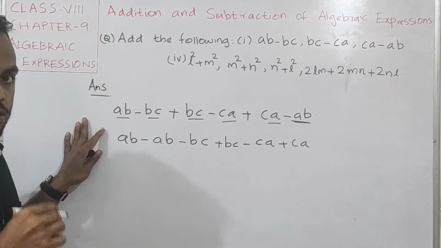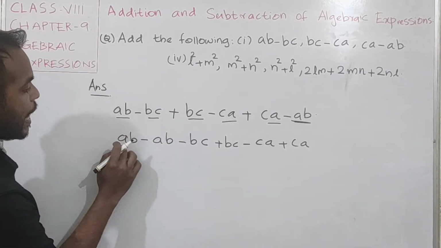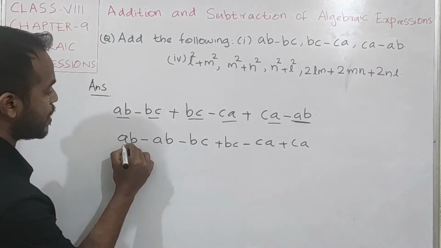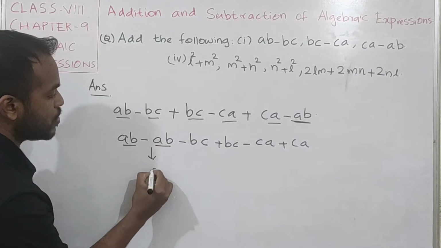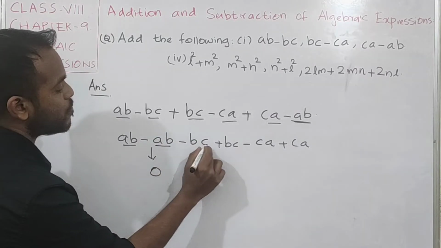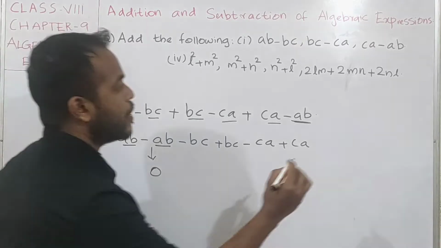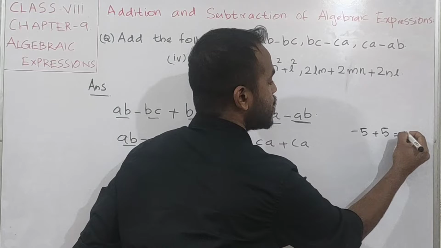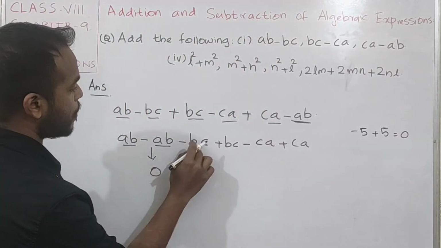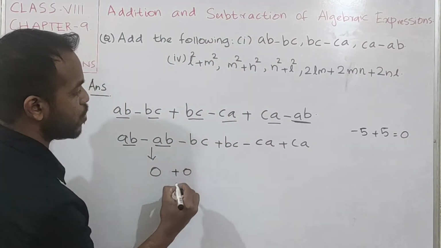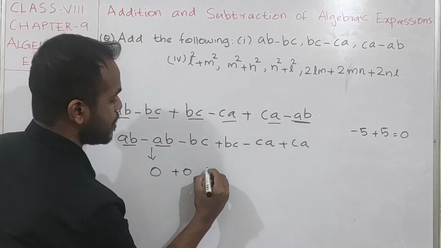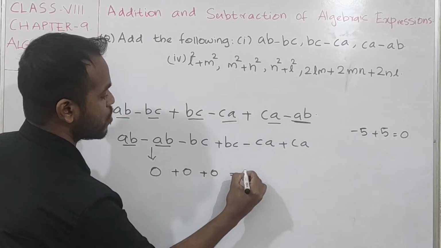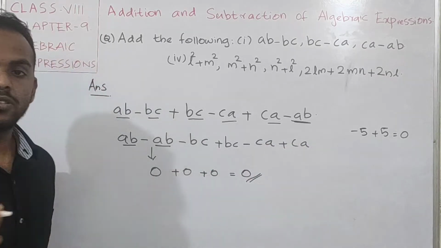Now let's solve this one. AB minus AB. What's AB minus AB? This will become 0. Now minus BC plus BC. What is minus 5 plus 5? Minus 5 plus 5 is nothing but 0, right? Same way, minus BC plus BC is 0. Then minus CA plus CA. What's that? That's also 0. So the answer is 0.